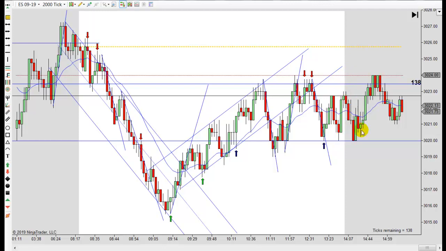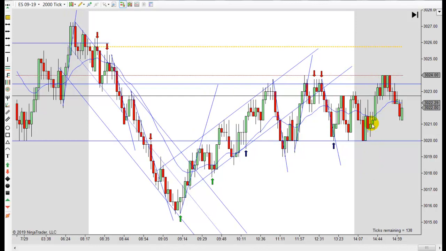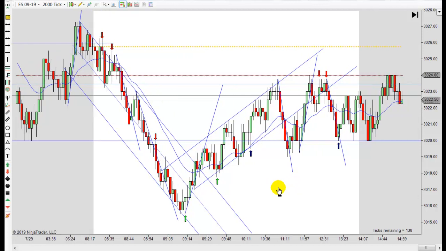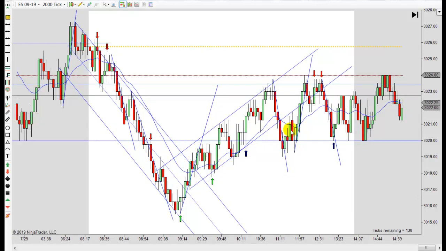It doesn't. It just kind of keeps chugging along till it gets in the 2 o'clock hour there. There's a nice second entry long when it breaks higher here. Notice that high, first entry, second entry, but that's a little bit late right there after 2 o'clock. So that's really all there was today. Not a whole lot. 1, 2, 3, 4, 5, 6 trades and a couple of green ones.